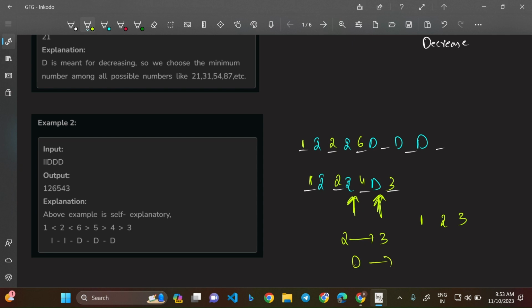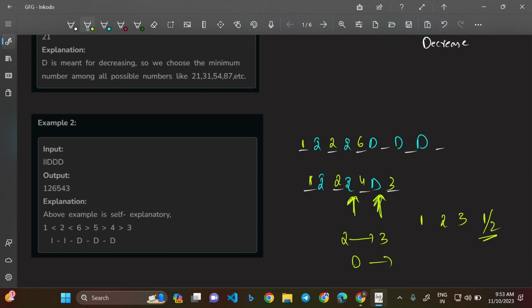So when I decrease from 3, what are the other possibilities? Only 2 is there or 1 is there. Even if I place 1 or even if I place 2, in both of these cases I am violating the very first rule. That is, unique digits are not being maintained. We need to maintain the unique digits. So I cannot have 1 or 2 here.